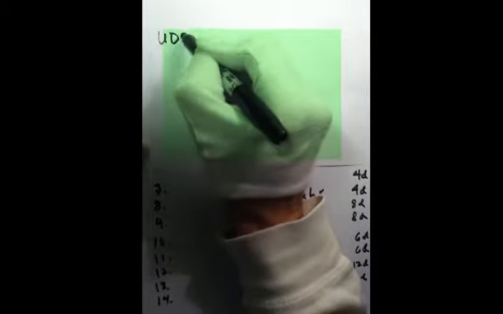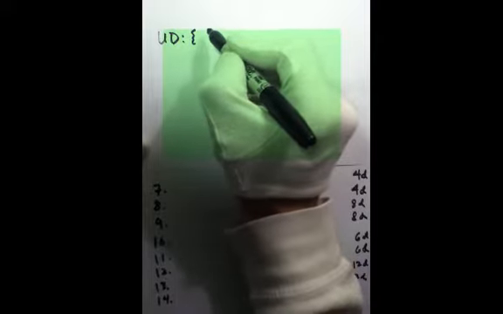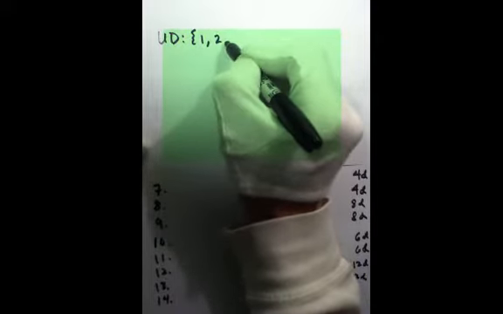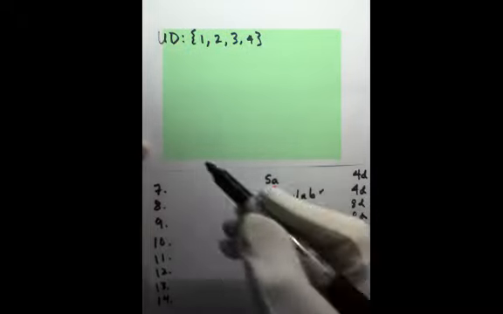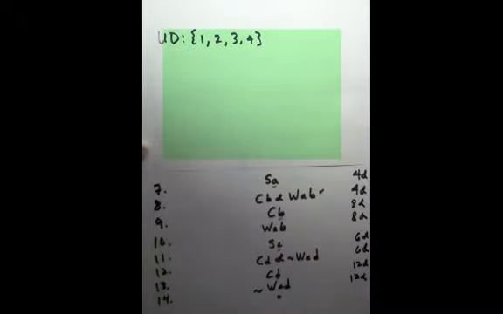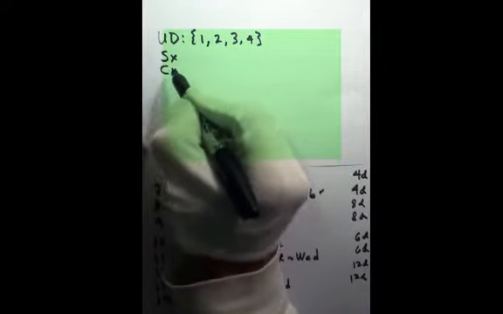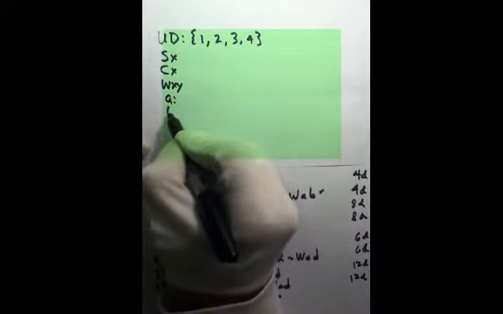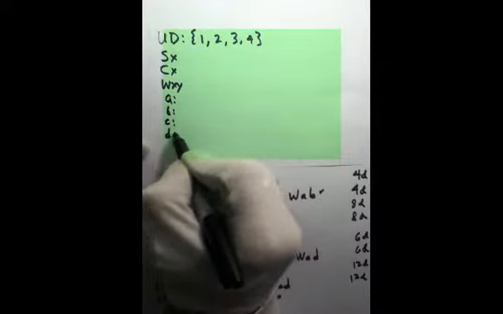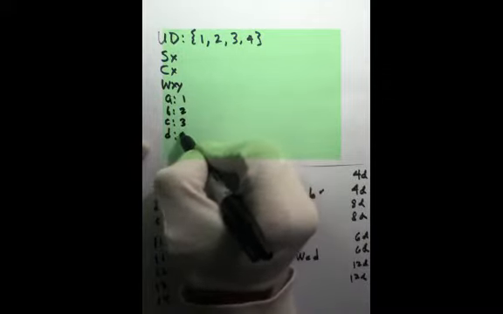As before, it is convenient to use numbers in our universe of discourse. So I'm going to write 1, 2, 3, 4. And those are going to be, of course, A, B, C, D. And then I'm going to need our predicates. So I'm going to need Sx, I'm going to need Cx, I'm going to need Wxy. And then I'm going to need A, B, C, and D. And A, B, C, D is going to be 1, 2, 3, 4.